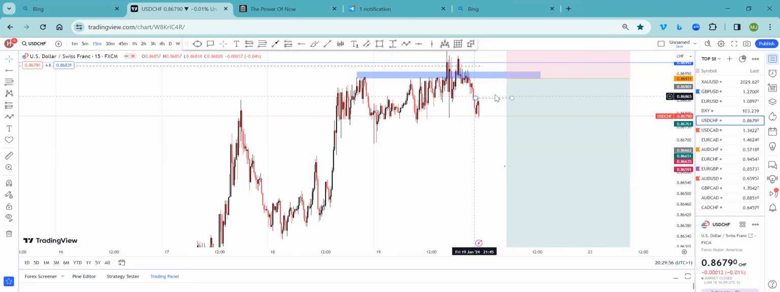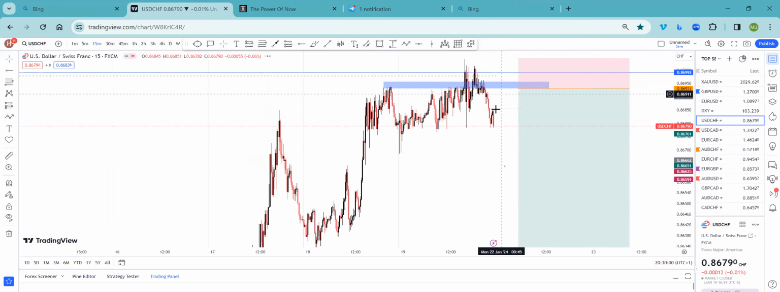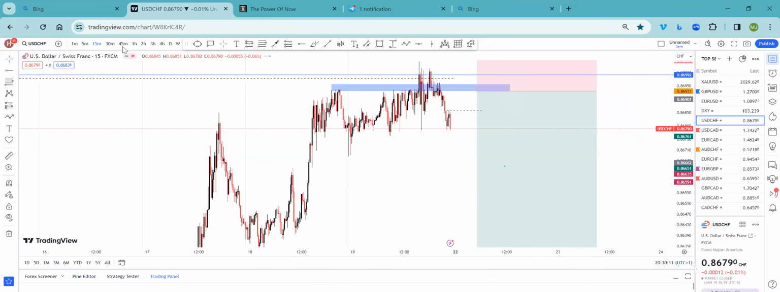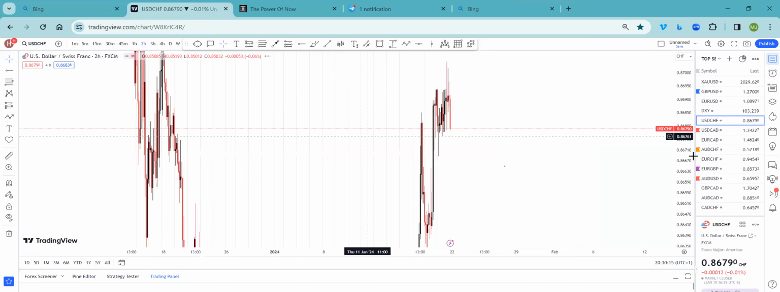So that is what I'm actually expecting. If it should retrace up to this level, then I'll be looking to take a sell. But before that, I'm expecting a massive break. If they should break to the downside, then I'll be expecting to take a sell on this USD CHF. That is what I'm expecting from my own end.